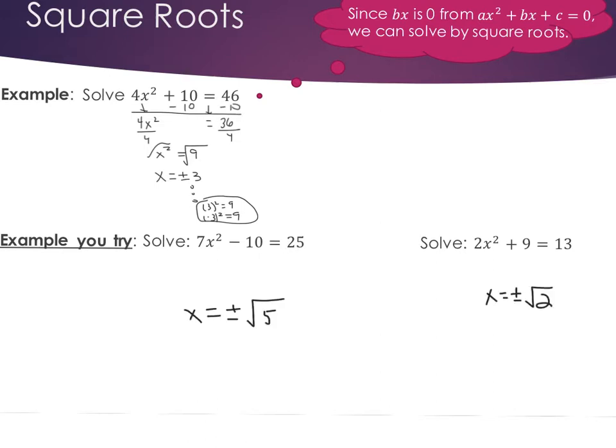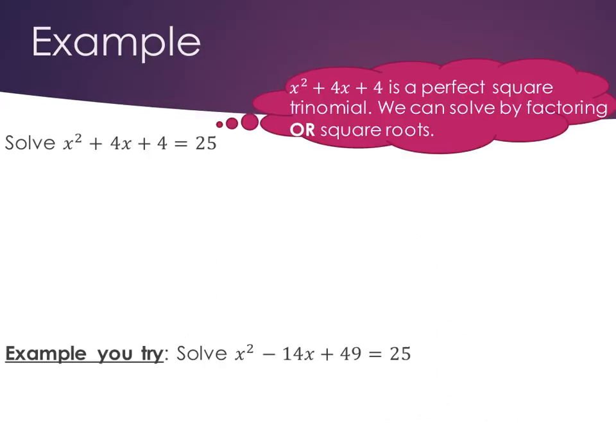Hopefully you found for the first one, x is equal to plus or minus the square root of 5. And for the second equation, you found x equals plus or minus the square root of 2. Now let's say we have x squared plus 4x plus 4 equals 25. This type of problem you can solve either by square roots or by factoring. But for our case, our goal is to eventually solve by completing the square, so we're going to solve it by square roots. If we factor the left-hand side, factors of 4 that add to give us 4, 2 and 2, or x plus 2 quantity squared.